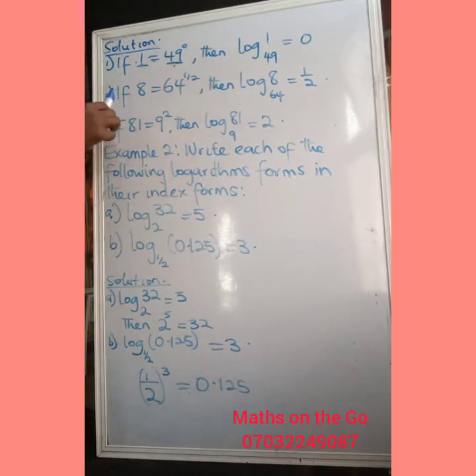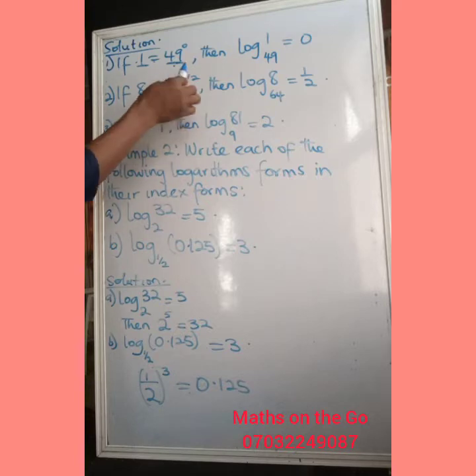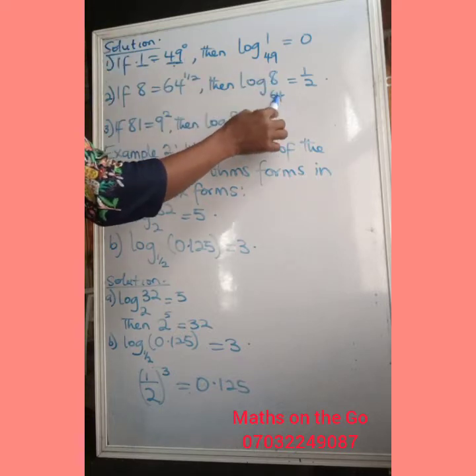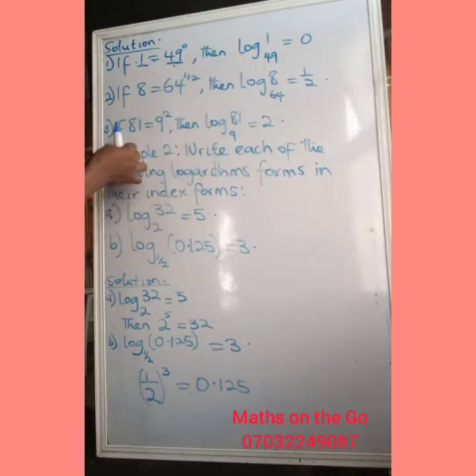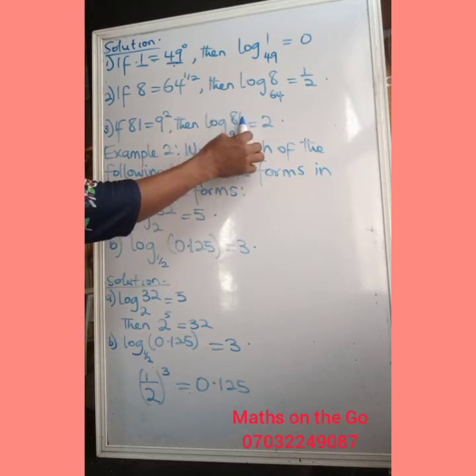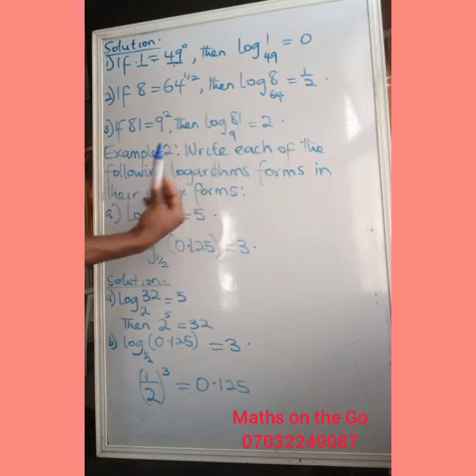Let's go to question 2. 8 equals 64 raised to the power half. Now it will be log 8 base 64 equals half. Now let's go to the third one. 81 equals 9 raised to the power 2. That will be log 81 base 9 equals 2.